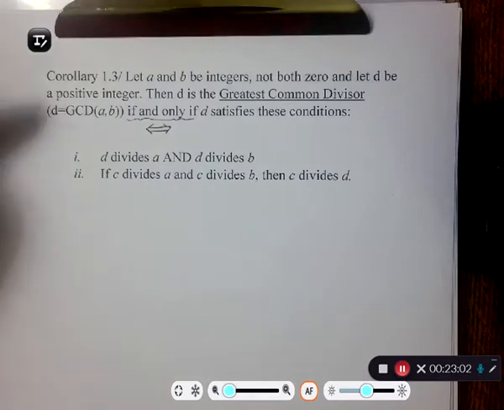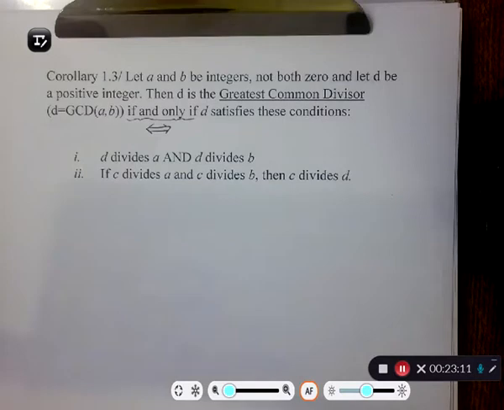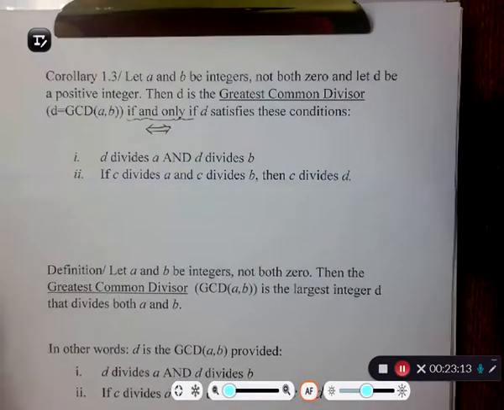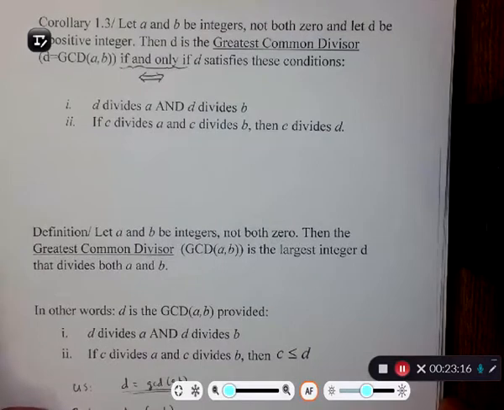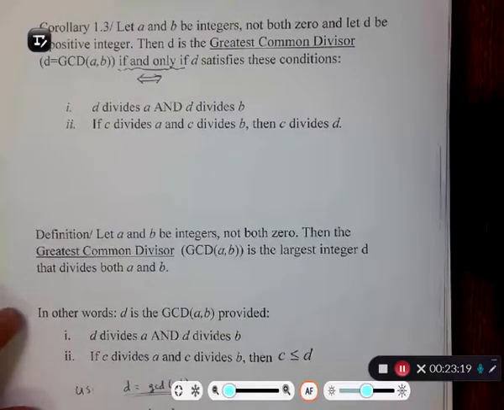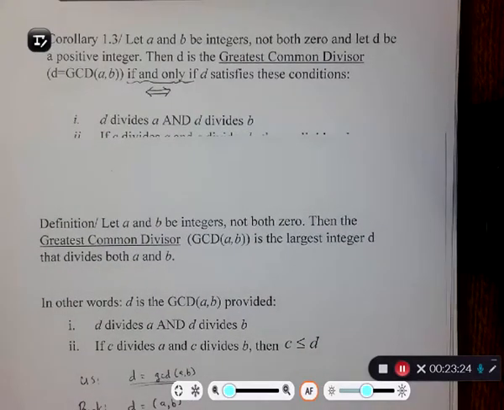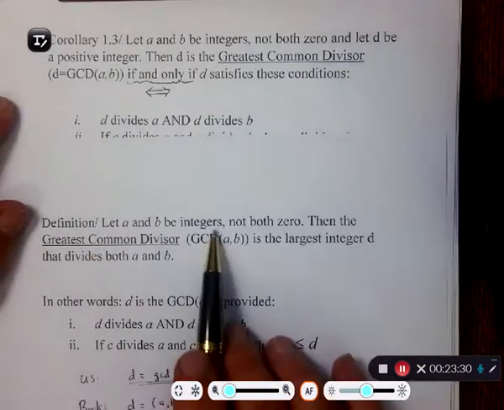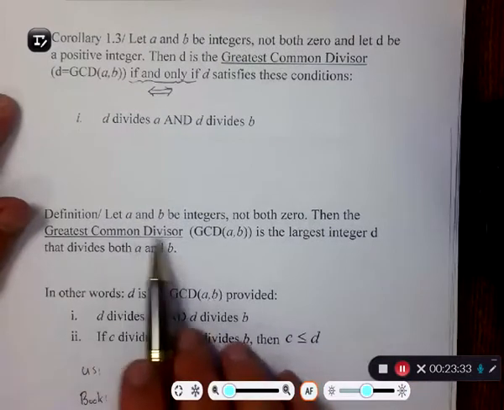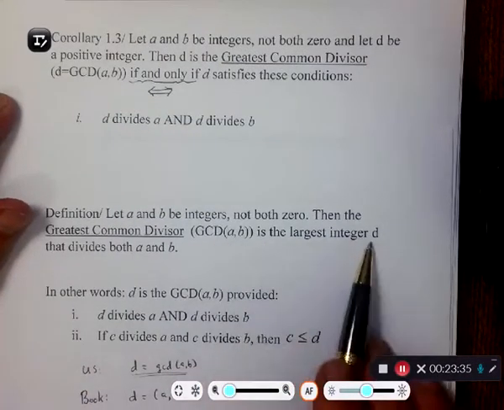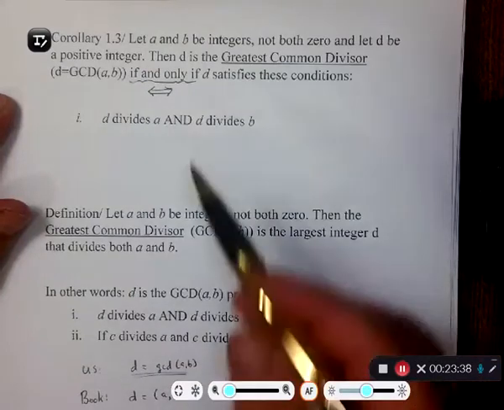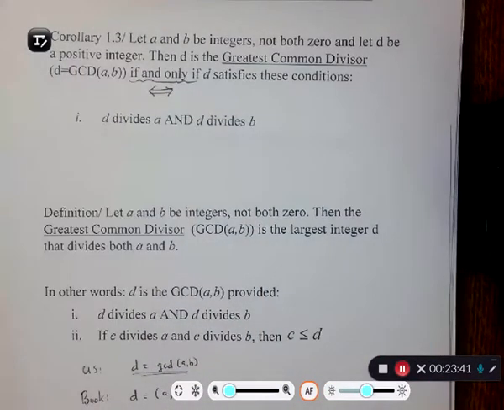Now, what you should realize about Corollary 1.3, honestly, is that it looks awfully familiar with the definition. So I'm bringing back an old page up here, and I'm going to see if I can put these two together and take a look at them. If you look at them, Corollary 1.3 and the definition of GCD start out the same way. Let A and B be integers, not both 0. Then the greatest common divisor, GCD of A and B, is D, provided we have this argument. So this is your forward way, and it comes directly off the definition.